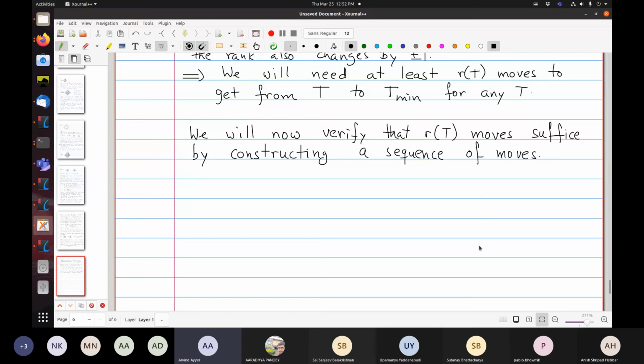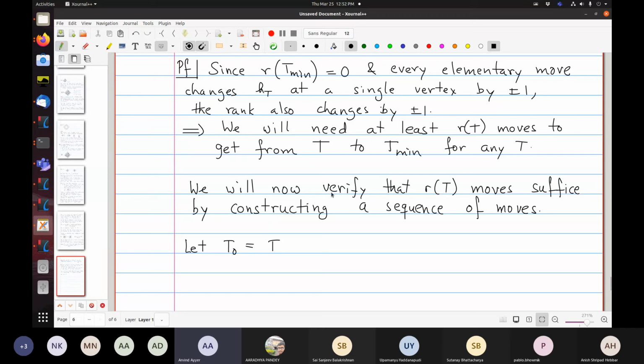Okay, so here is the algorithm. Let T0 be T, our desired tiling. Here, by the way, I should have said that there is the question of whether you can get from T to T min at all, right? But if you can, you'll need at least so many moves.